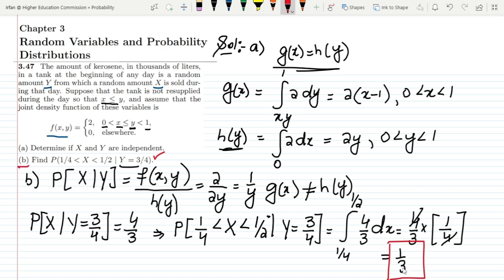So that's it for today, in which I have solved two parts of the question 3.47. If you have any question, you can ask me in the comment box.